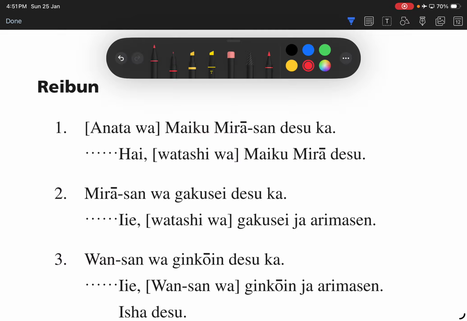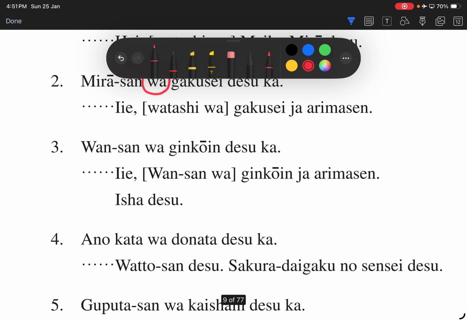Number 2. ミラさんは学生ですか? So ミラさんは, this is what tells us that our topic is ミラさん. Our subject in this sentence will be about him. So about ミラさん、学生ですか? So is he a student? いいえ、学生じゃありません.